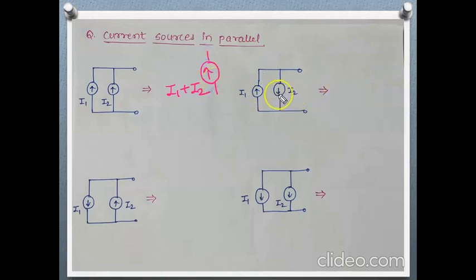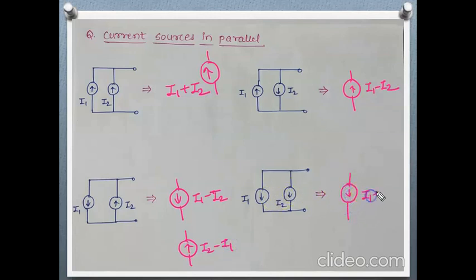Here I1 and I2 are connected in parallel and have different or opposite directions. Then if we want the upward direction, then I1 minus I2. Here, if we want downward, then I1 minus I2. If we want upward here, that means I2 is greater, so I2 minus I1. Here both are downward, so the total will also be downward, I1 plus I2.